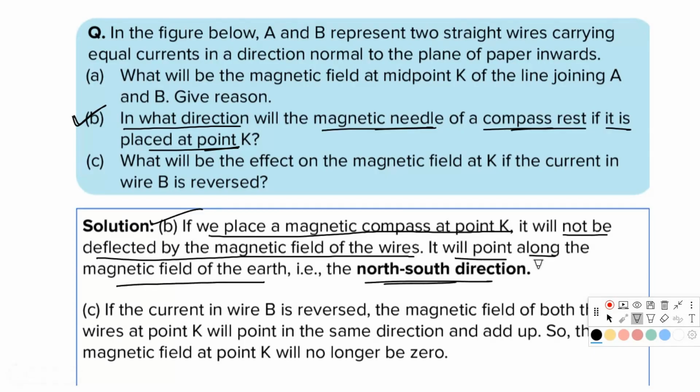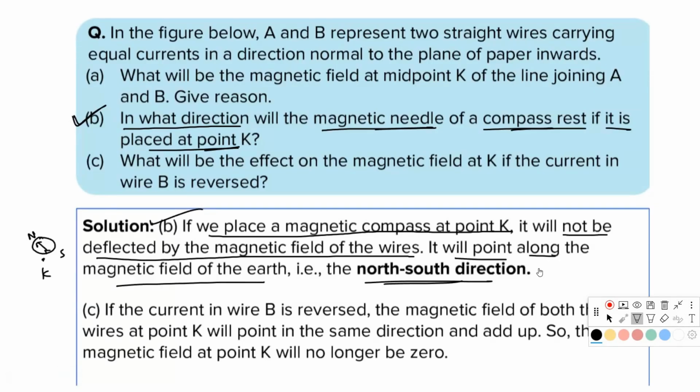That means the north-south direction. So at point K, if you place a magnetic compass needle, it will align itself along the earth's geographic north and south, which is actually magnetic south and north. That was the second question.